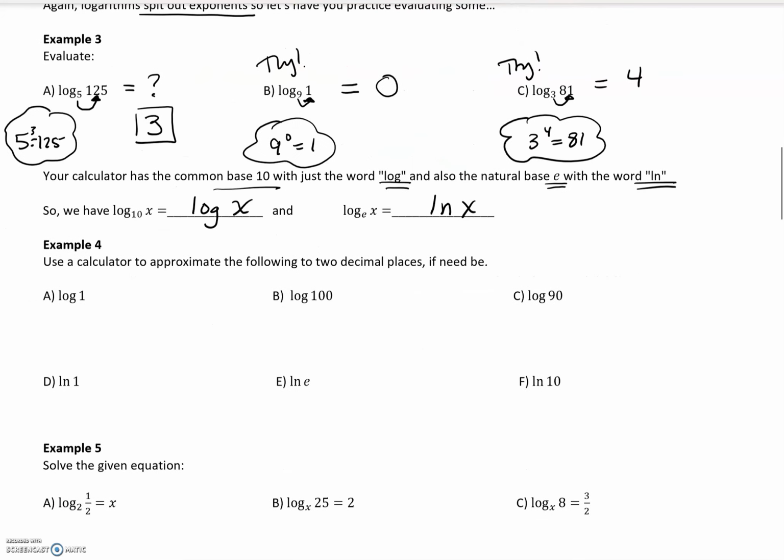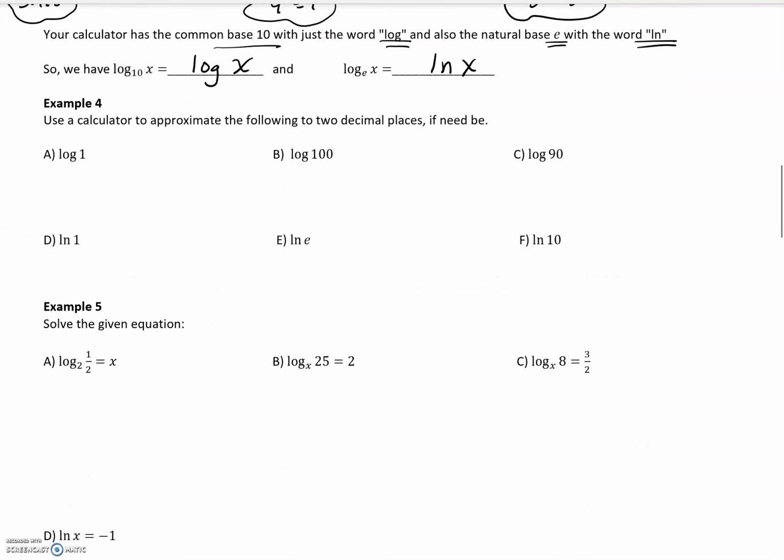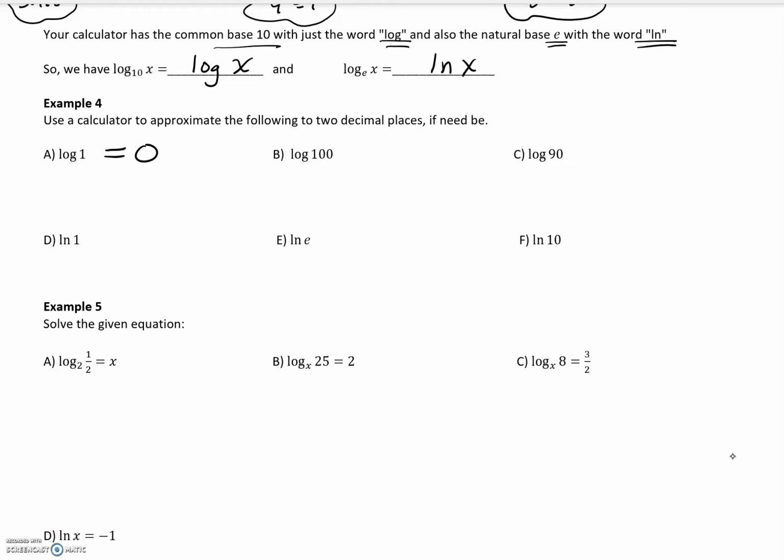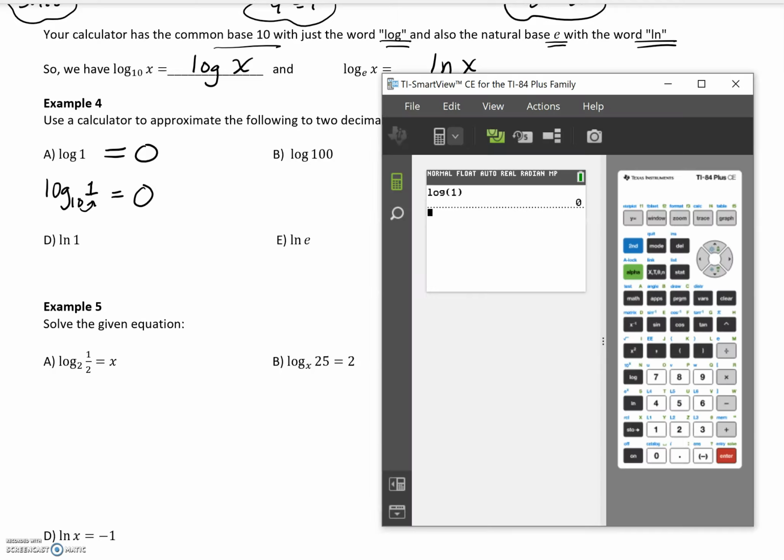All right, so let's pick up where we left off and use our calculator to get answers to these logarithmic expressions. On your calculator, you're going to push the log button, and remember that means the base is automatically 10. Log of 1 is going to be 0, which makes sense because if I write that as log base 10 of 1, if I'm at 10 and I try to get to 1, obviously the exponent would have to be 0. Let's do log of 100.